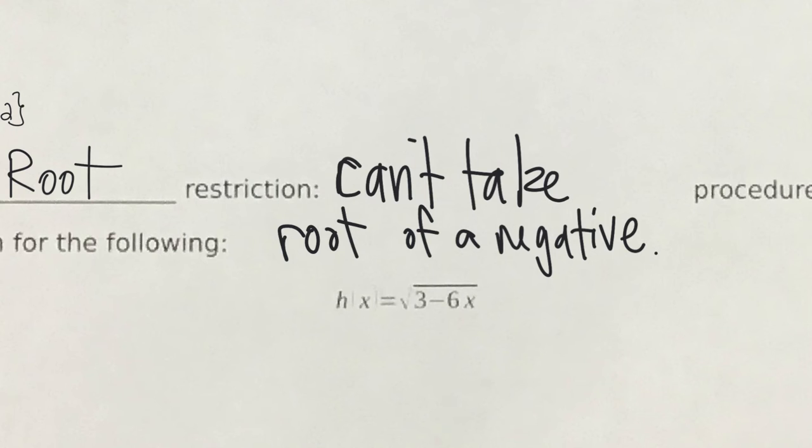So we have to make sure that the number we're taking the root of must be either 0 or positive. We call all those numbers non-negatives, or whole numbers. It can be decimals too, huh? It just has to be a non-negative number.